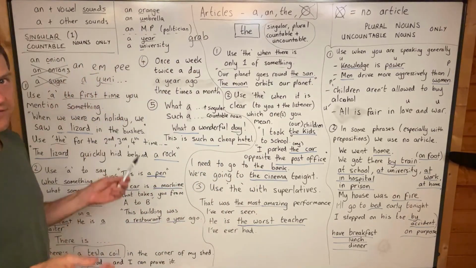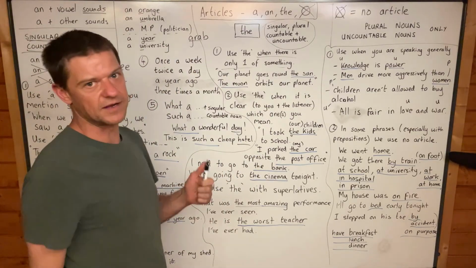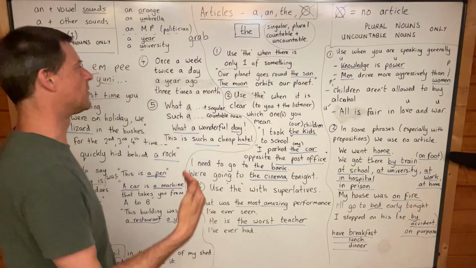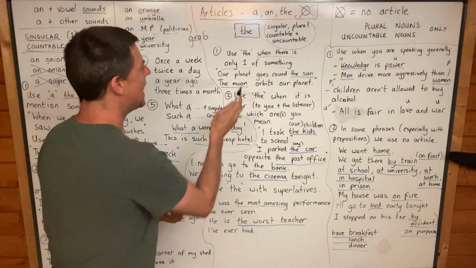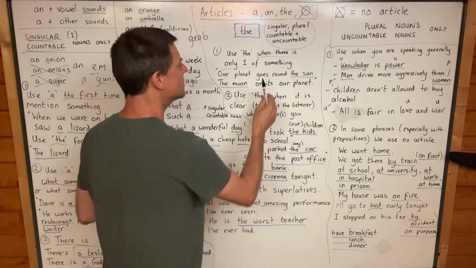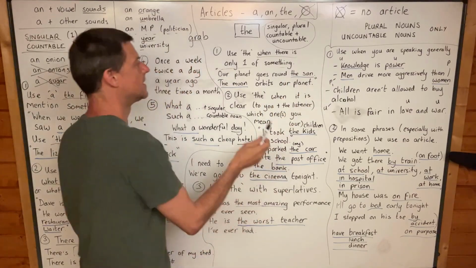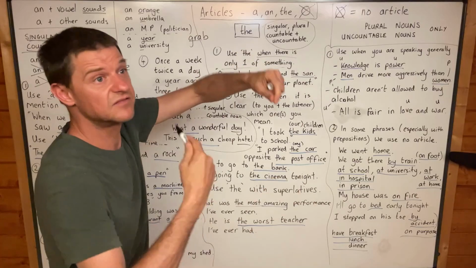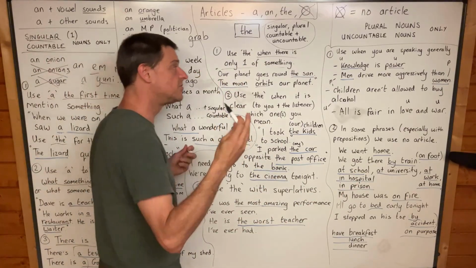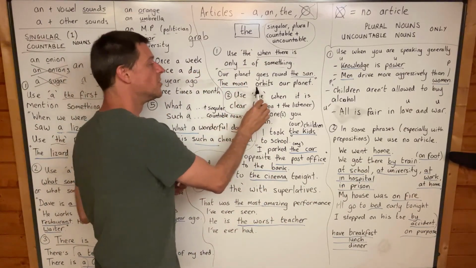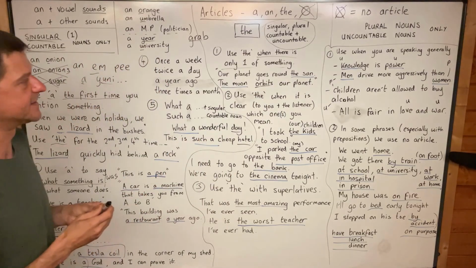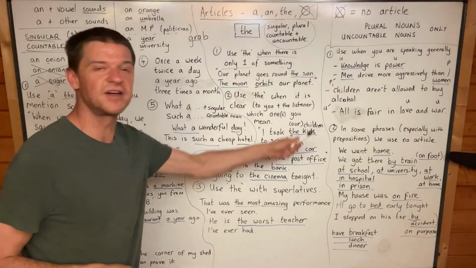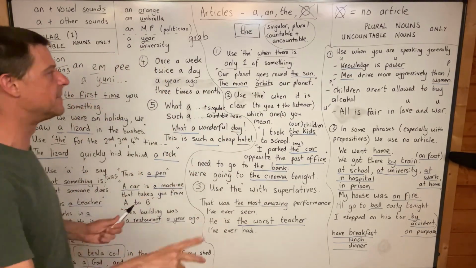So, use "the" when there is only one of something. Like the king, there's only one king. The prime minister, there's only one prime minister. Or our planet, Earth, goes round the sun. The moon orbits. It means go round. The moon goes round our planet. The moon orbits our planet. So we've got to say the moon, we've got to say the sun, because there's only one of them.